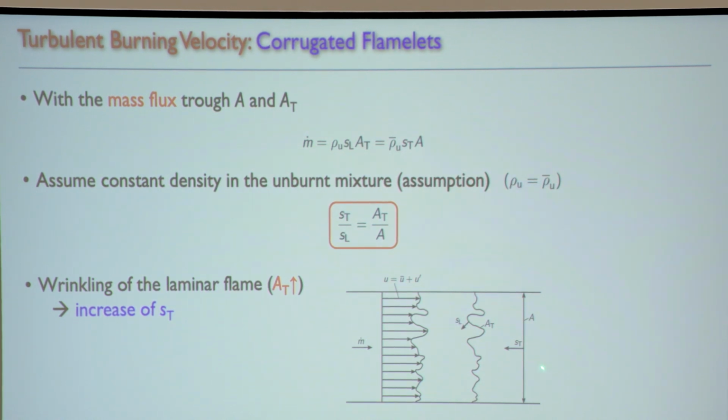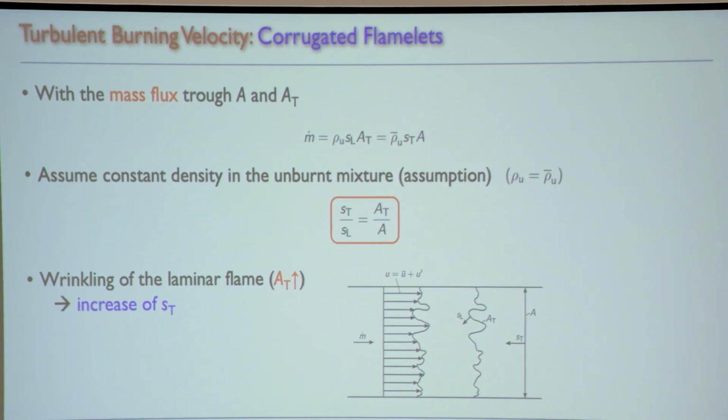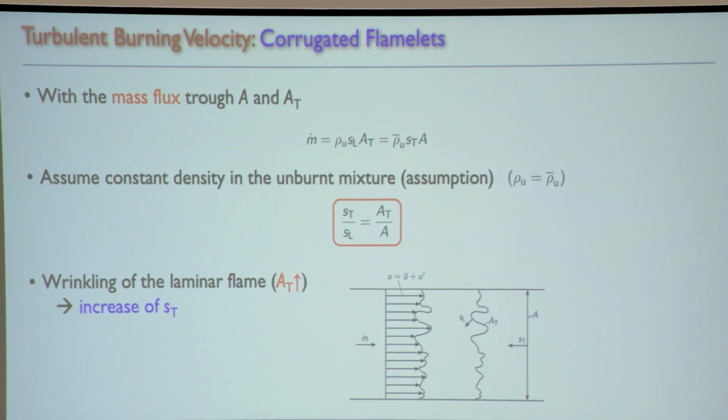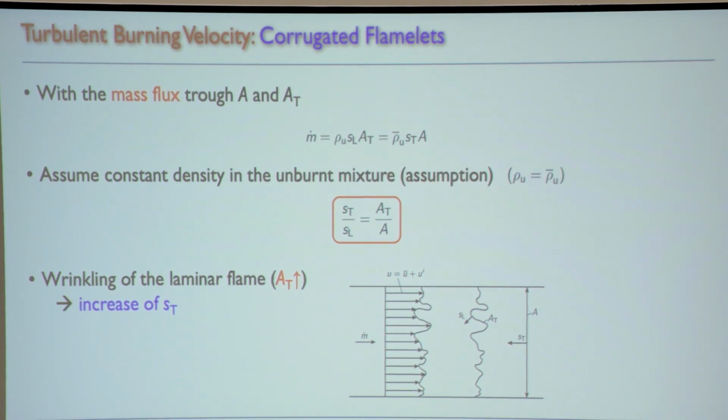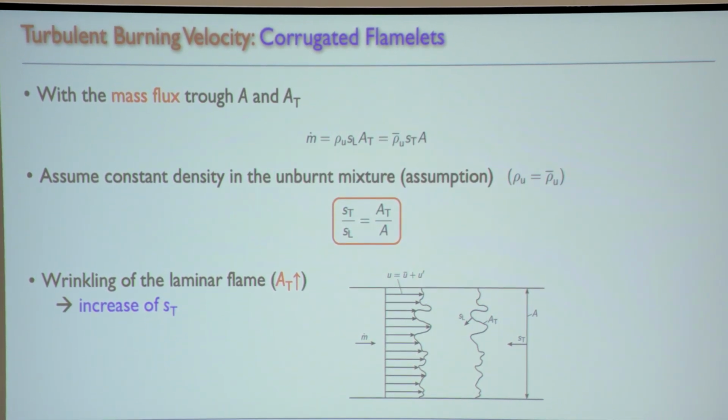Okay, so the ratio of the turbulent burning velocity to the laminar burning velocity is the turbulent flame area divided by the mean flame area. Okay, so that gives us an expression already. But the question is, how large is the turbulent flame area, compared to some average like this? How large is the wrinkling?